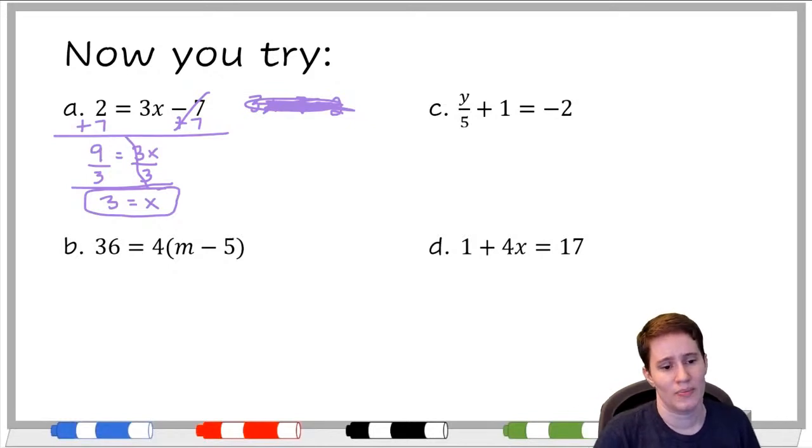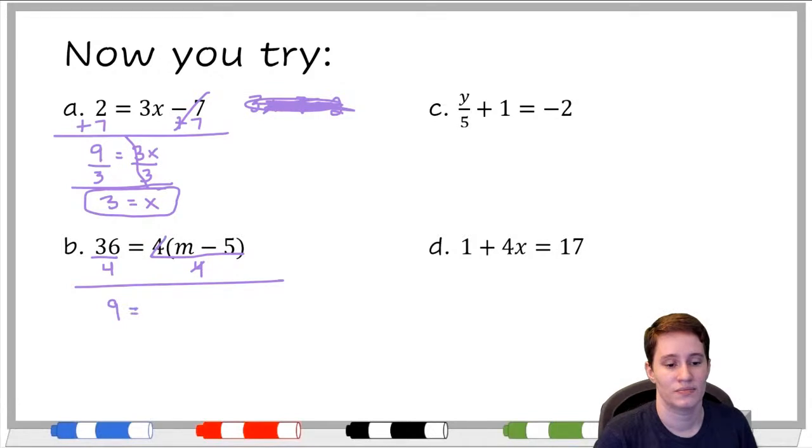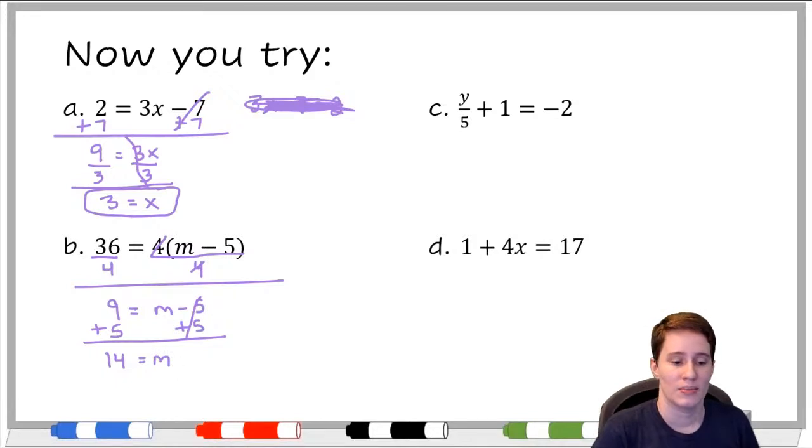Okay, anyway, B down here, so this has parentheses. You're welcome to distribute and try to do it that way. Or if we say, okay, well, 36 divided by 4 is a nice number, we could just divide both sides by 4. So that cancels these 4's out. 36 divided by 4 is 9. And then we write in minus 5. And now I'm going to get rid of the minus 5 by adding 5 to both sides. So 14 equals m is my answer.